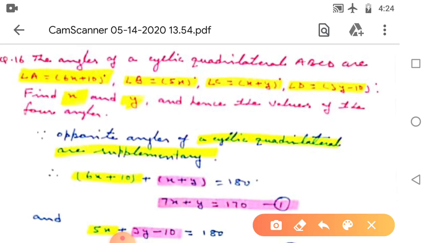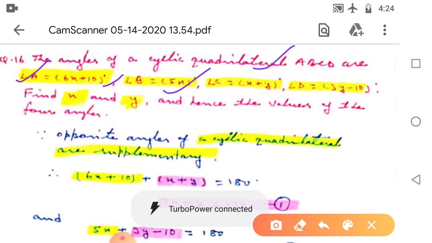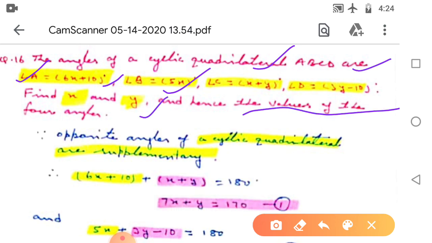The angles of a cyclic quadrilateral ABCD are: angle A is equal to 6x plus 10, angle B is equal to 5x, angle C is equal to x plus y, angle D is equal to 3y minus 10. Find x and y, and hence the values of all the four angles. Clear?